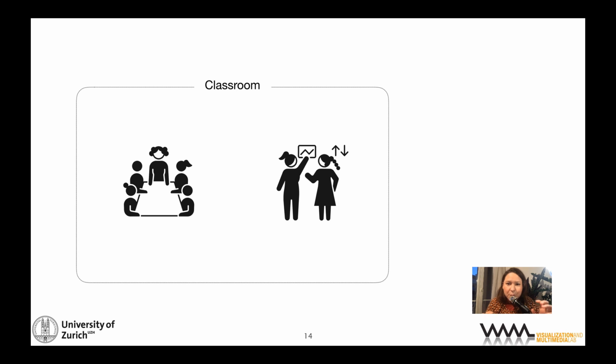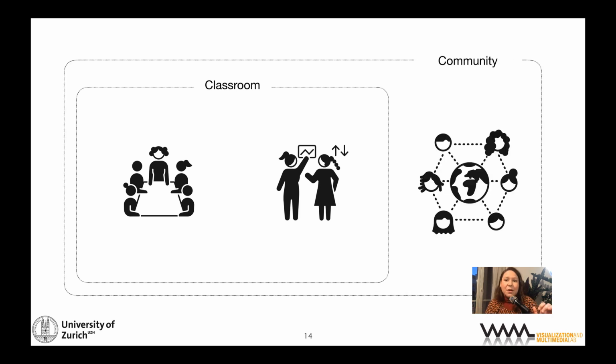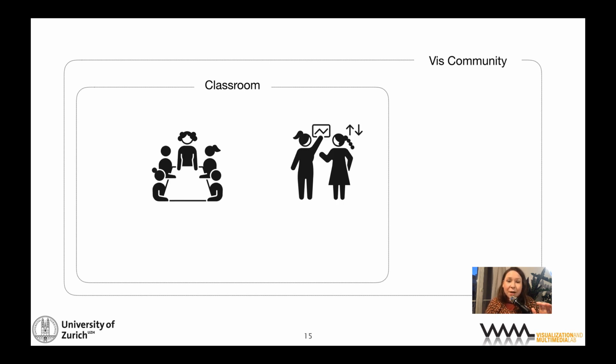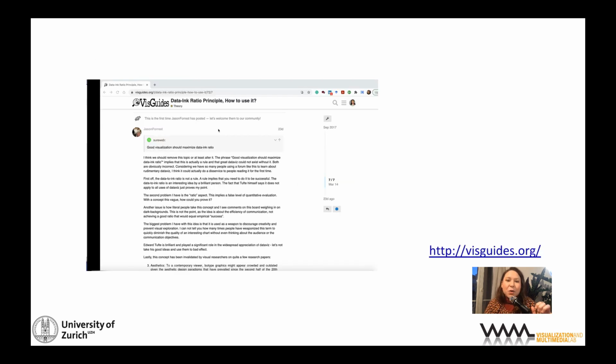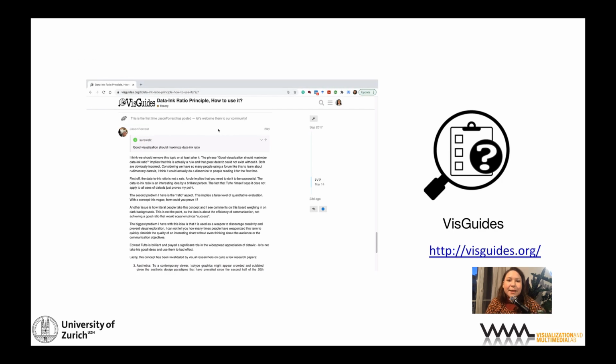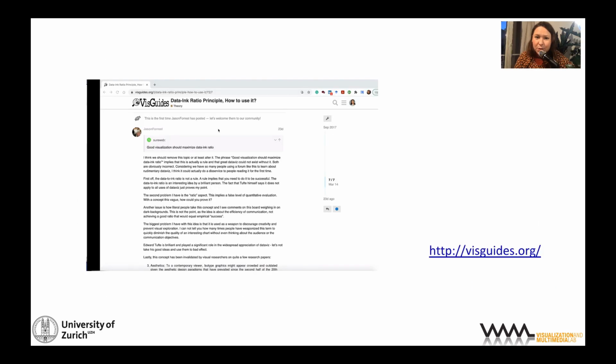In this work, we approach visualization education from the perspective of a classroom that extends the boundaries of the physical or virtual room to the outside visualization community, where both the classroom and the community mutually benefit. This symbiosis allows for the pluralization of ideas, critical thinking, and democratic discussions. We use VisGuides as a platform that allows the students to discuss their assignments with the Vis community.